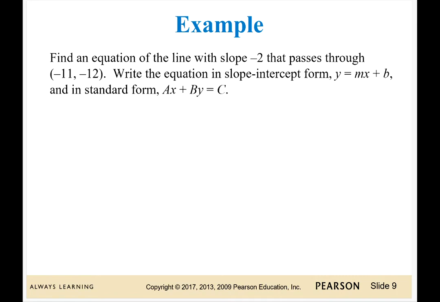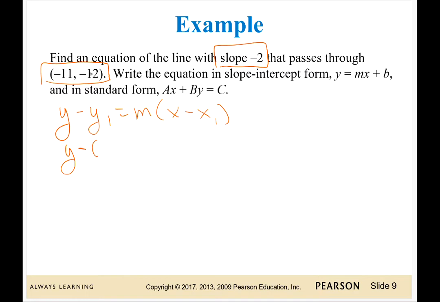All right, so find the equation of a line with a slope of -2 that passes through (-11, -12). Write the equation in slope-intercept form and in standard form. Okay, so notice we're starting with a slope and a point. So it makes sense for us to start in point-slope form because that was the information we were given. So I'm going to start by writing point-slope form and fill in what I know. The y1 is going to be subtracting a -12. My slope is -2, and then it's x minus the x part, which was -11.